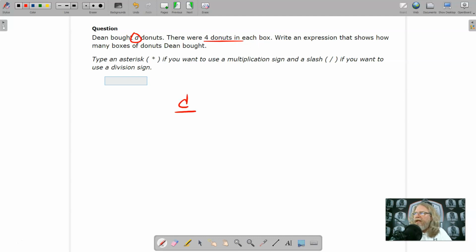So D is what's being divided. The numerator is what's being divided, and how many groups it's being divided into is our denominator. So it's going to be D over 4, or D divided by 4. Type in D backslash 4, and that is the final answer for this question.